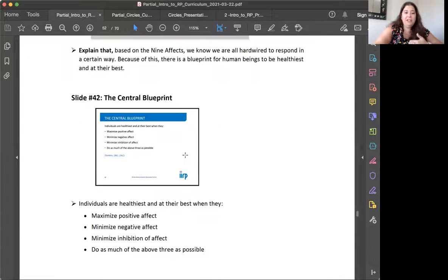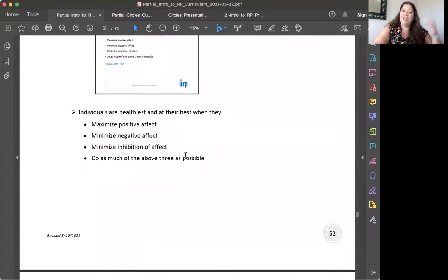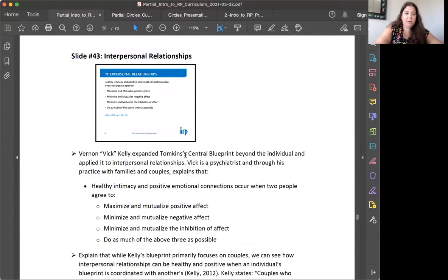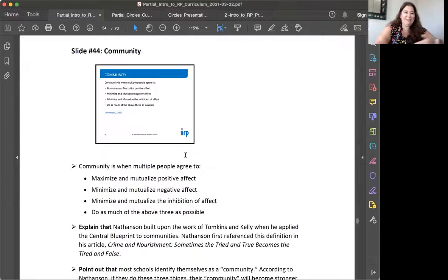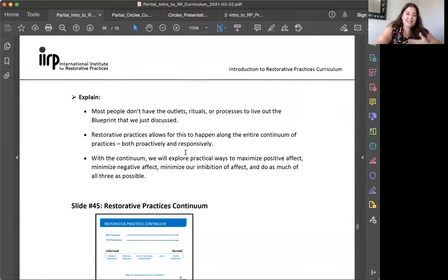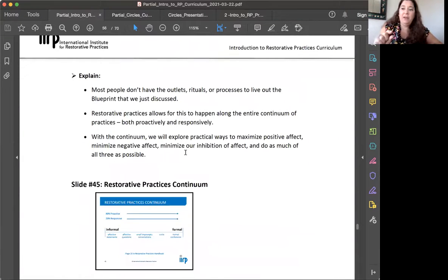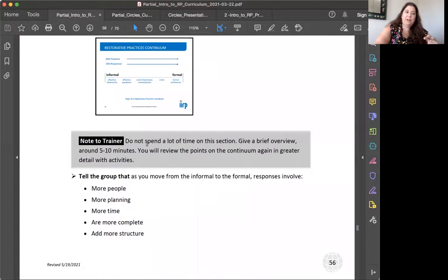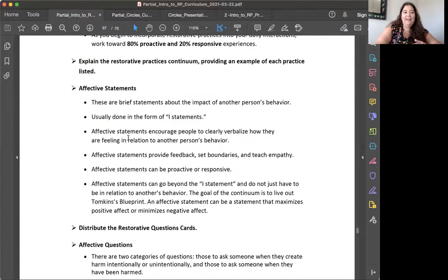And then as we continue to move on, we get to the central blueprint. I also like to tell a lot of stories in this section. And again, the books and additional resources will certainly give you more information around that. So I would just encourage you to read through this and get your story set. And then we move to the continuum, right? The continuum gives us the outlets, the rituals, and the processes to be able to actualize those blueprints that we just went through. On this first slide, you're not going to spend a whole lot of time here because as you go through the rest of the slides in the curriculum, there'll be individual slides for affective statements, questions, and small impromptu conversations. So you'll just do a quick overview here and then dig in for each section.